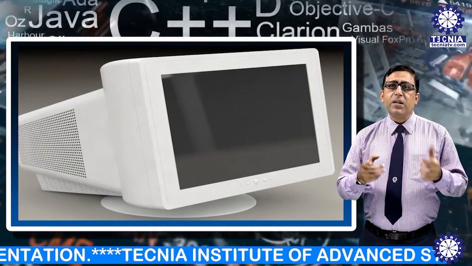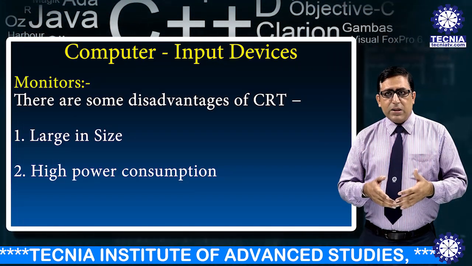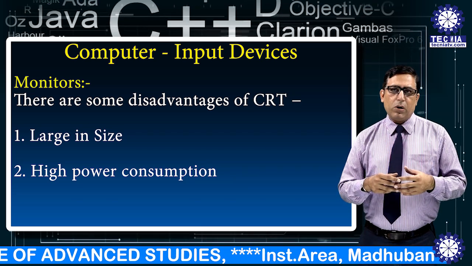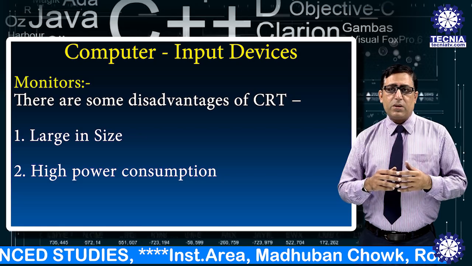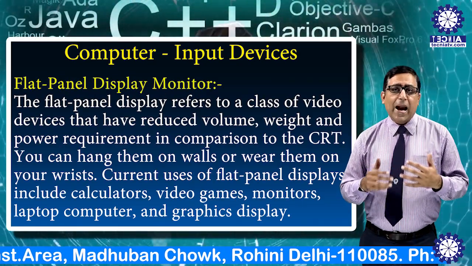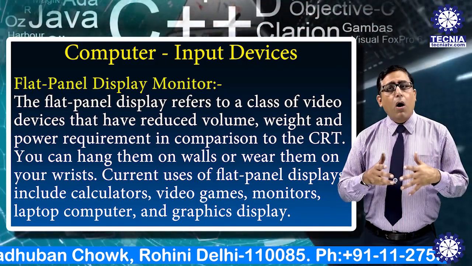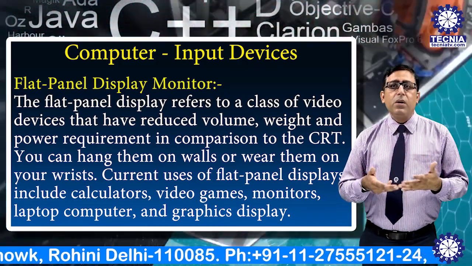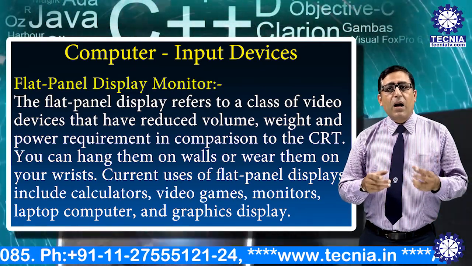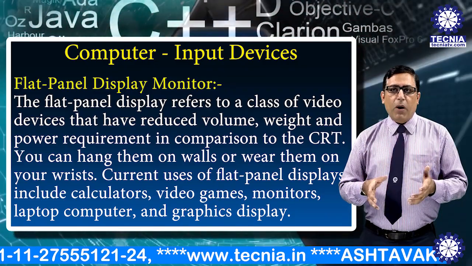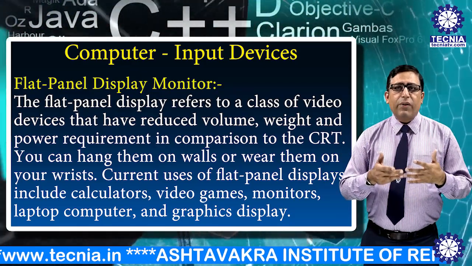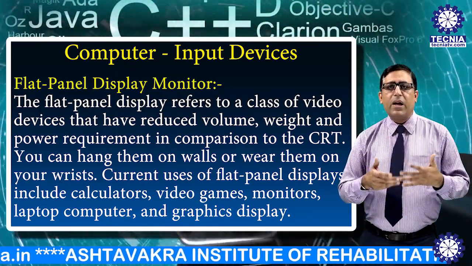There are some disadvantages of CRT. Now we are discussing some disadvantages of CRT also. That is large in size, high power consumption. Now we are coming to the next one, that is flat panel display monitor. How flat panel display monitor works? The flat panel display refers to a class of video devices that have reduced volume, weight and power requirement in comparison to the CRT. So we can say that flat panel display monitor is much better than CRT.